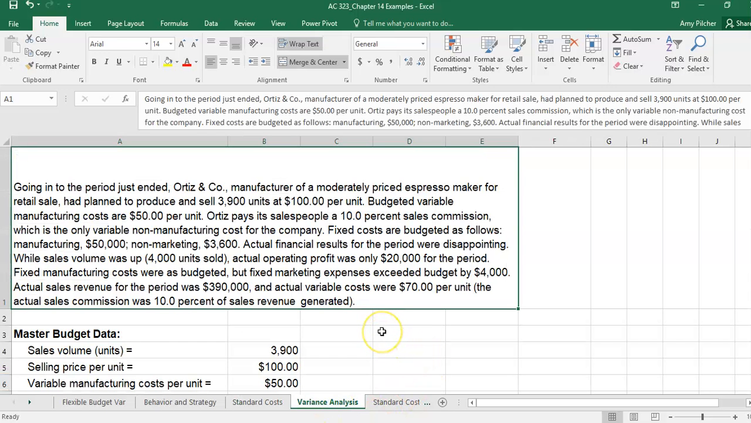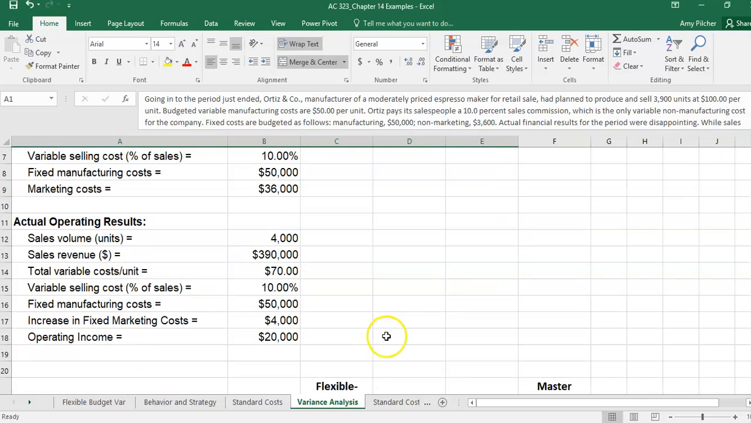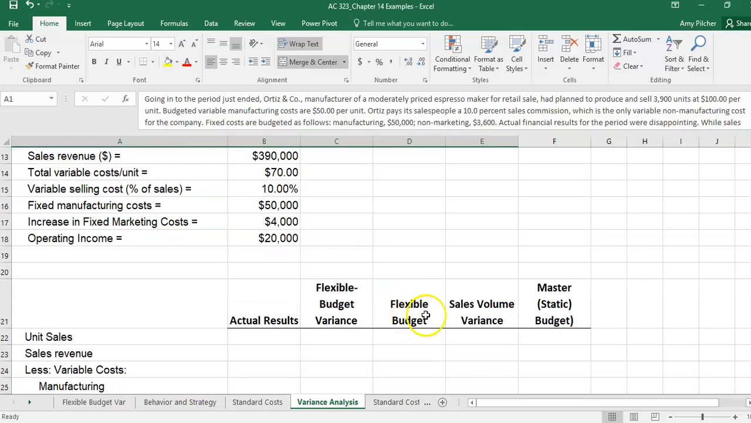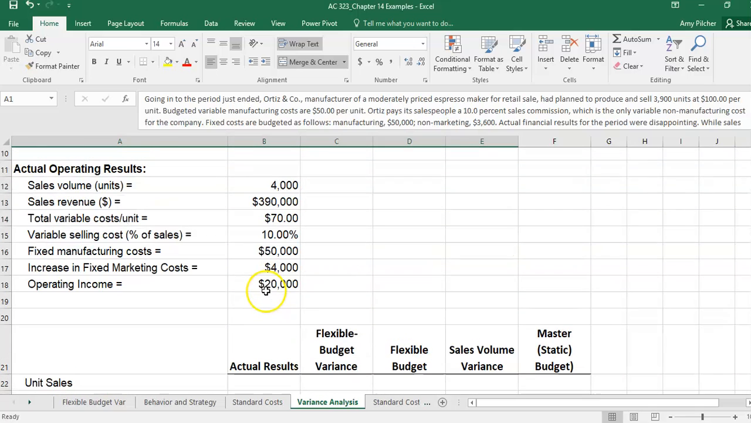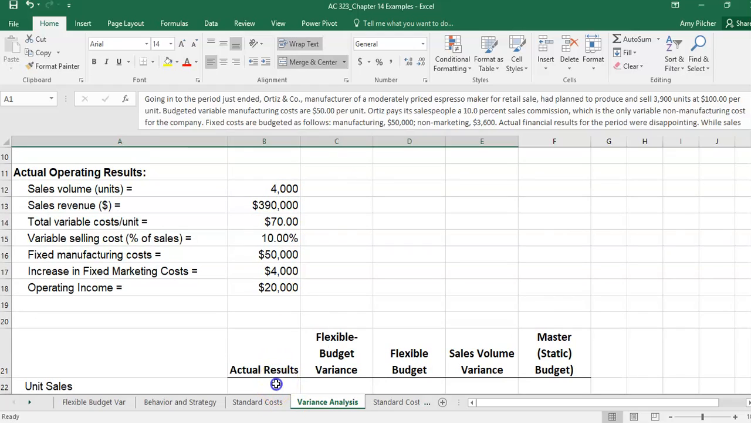Now we're going to look at another variance analysis problem. In this problem, our information is given to us a little bit differently than in the first example. So we have to back into some of our information. So we have a master budget or a static budget result and our actual results. And we're going to create our flexible budget down here. So we're going to bring information for our actual results.